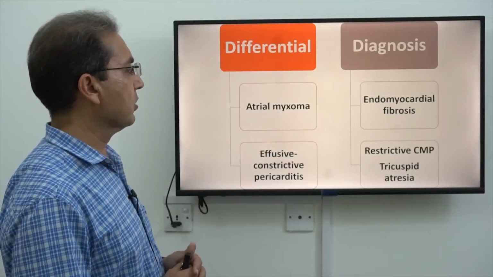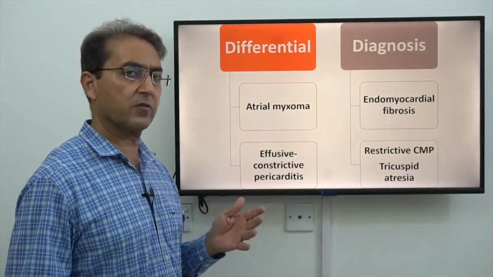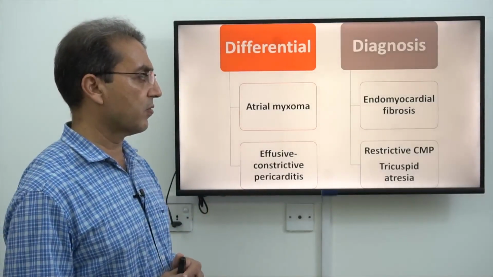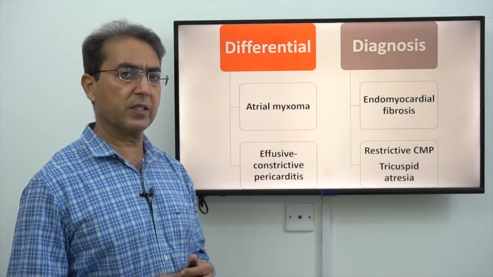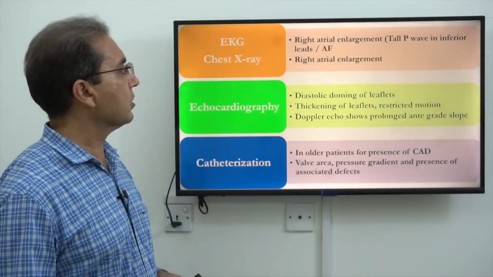Now the differential diagnosis includes atrial myxoma. There may be effusive constrictive pericarditis, which can cause a rise in JVP, endomyocardial fibrosis, restrictive cardiomyopathy, tricuspid atresia. These are different differentials of patients who present with tricuspid stenosis.